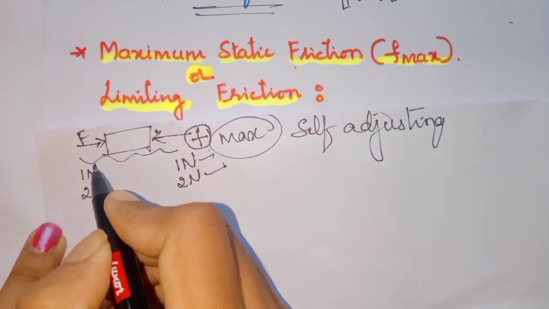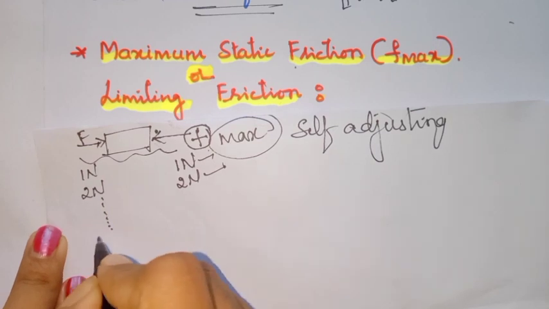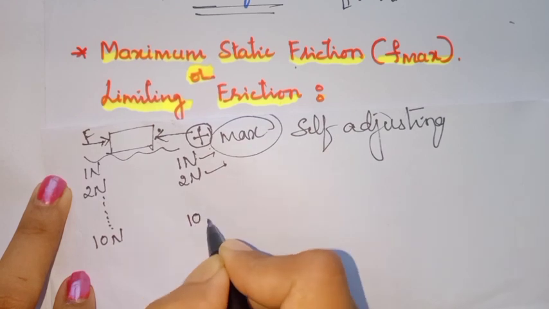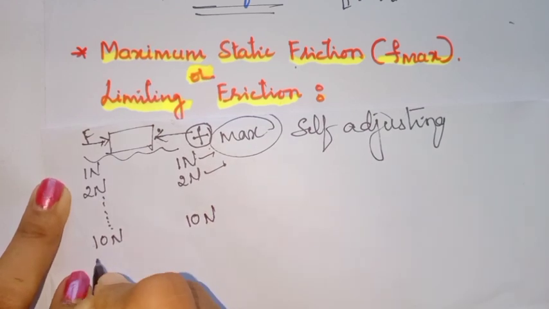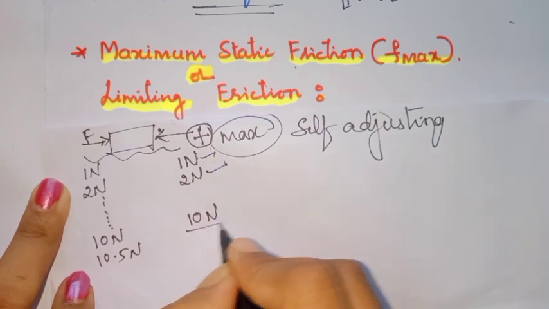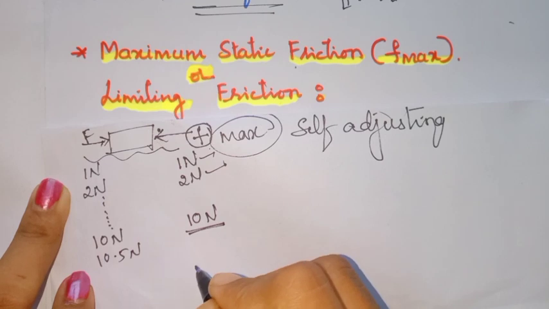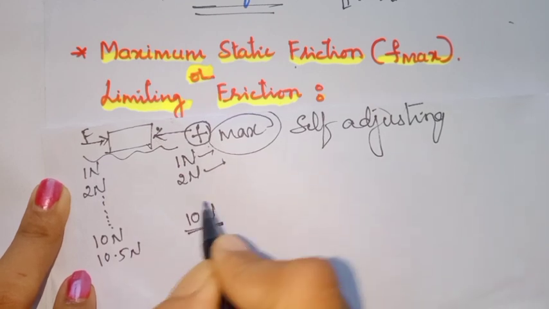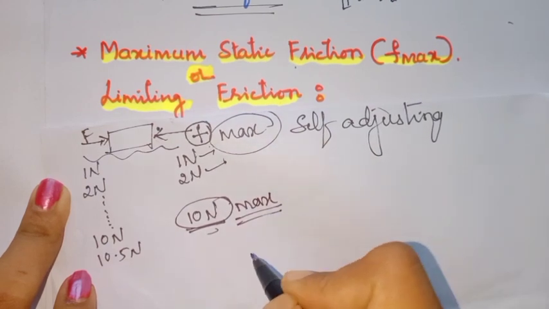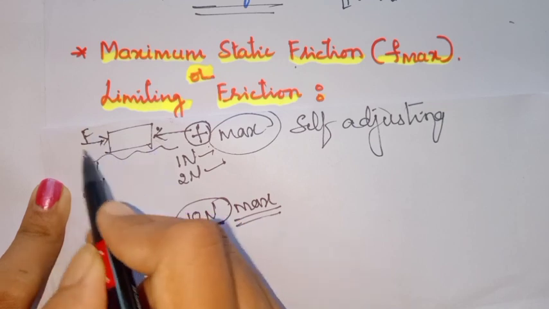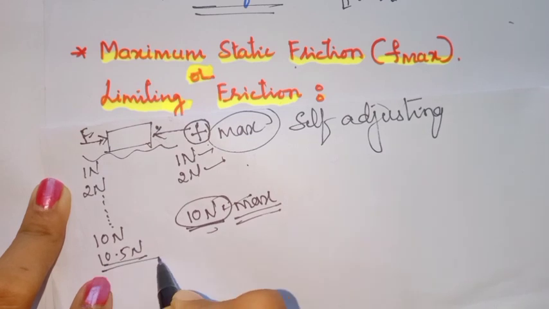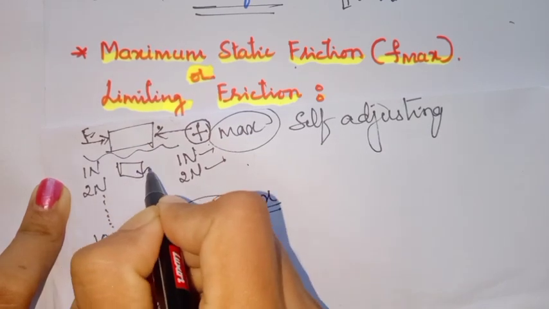If the applied force is increased up to a certain limit, and if you apply 10 Newton of force, it may also develop 10 Newton force. But if you increase further to 10.5 Newton of force, the friction may fail to develop its opposing force. Then this value we call the maximum value or limiting value, at which the applied force exceeds this value, and hence if you apply 10.5 Newton force, this object may start to move.